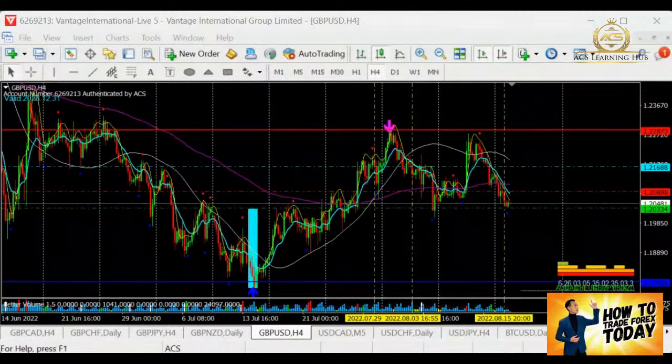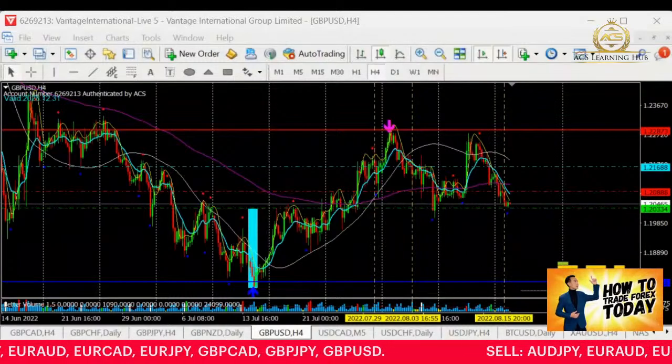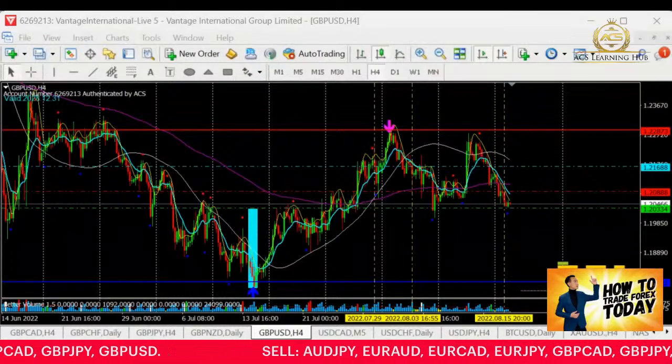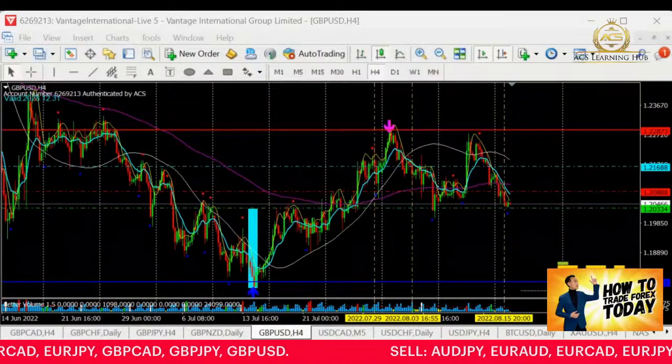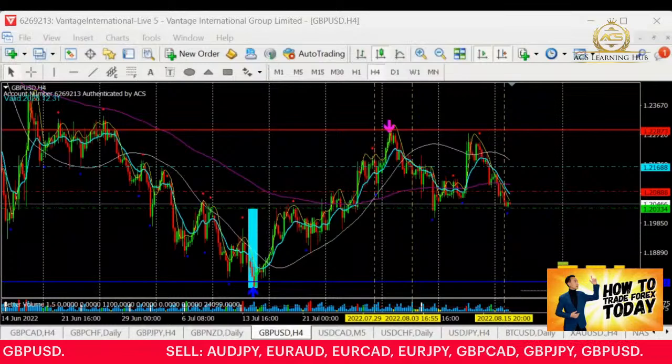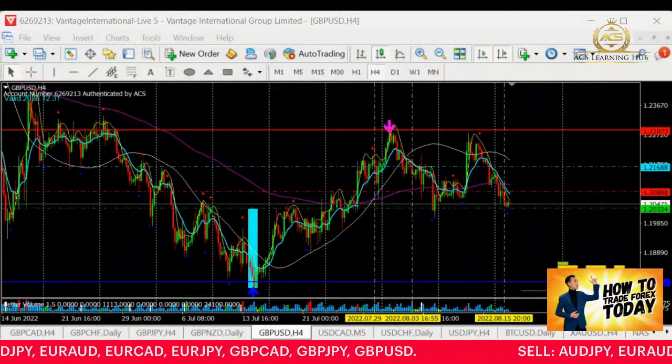So let me sketch out what we are going to focus on today, so that everybody will know what we are going to do later on in the London session. So today we are going to sell Aussie Yen, Euro Aussie, EURCAD, Euro Yen, Pound CAD, Pound Yen, and Pound Dollar.